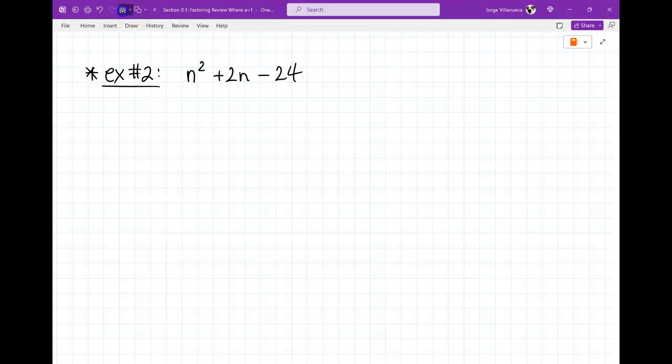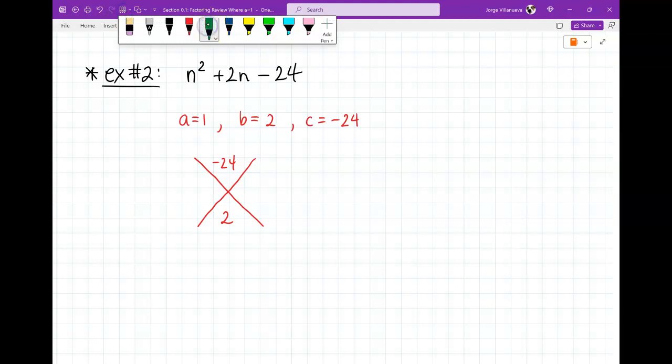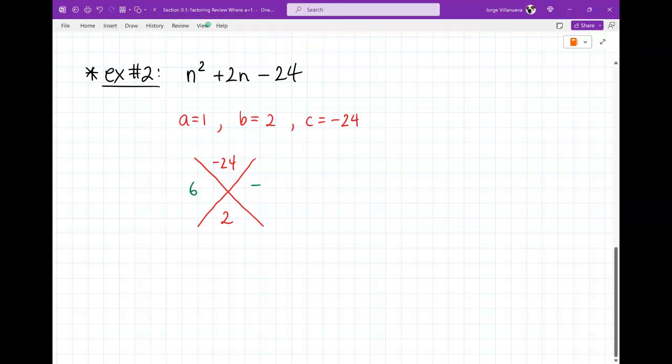So again, you can write down your ABCs if you want. In my case, A would be 1, B would be 2, and C would be negative 24. And then multiply A times C. That's the number that's going to go up on top. So A times C, 1 times negative 24, is negative 24. And then your B value goes on the bottom, so that's a 2. So I'm thinking of two numbers that multiply to negative 24 and add up to a positive 2. What is it? 6 and a negative 4. That sounds good. Yeah, positive 6, negative 4. So those are my two numbers that I'm going to be using.